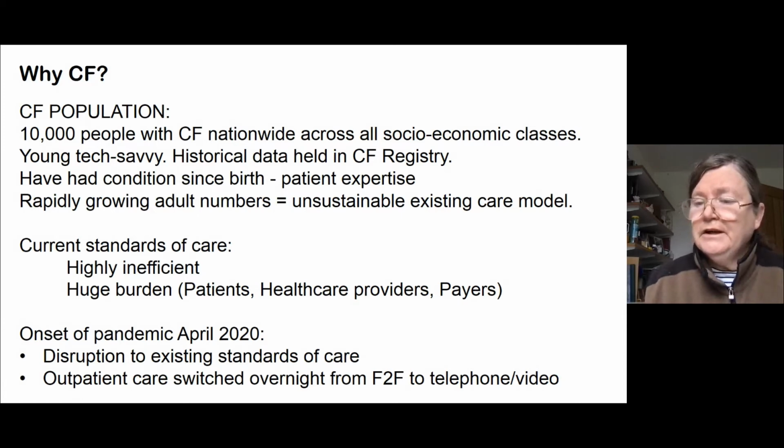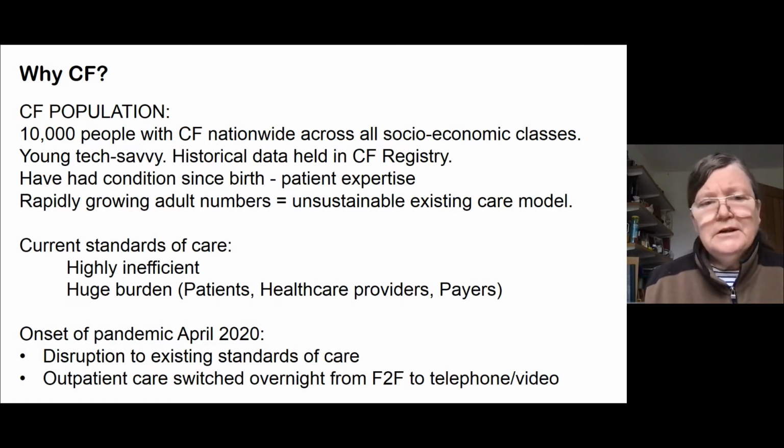So the current standards of care are very effective. They've improved quality of life, but it creates a huge burden on all aspects of the healthcare: the patients, the healthcare providers and the healthcare payers. CF is managed exclusively through CF centres. GPs are not involved, and there are something like over 55 CF centres across the UK.